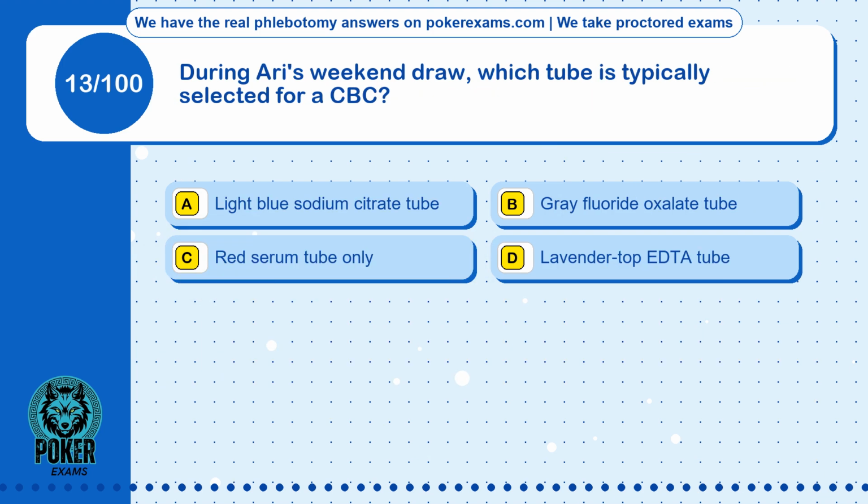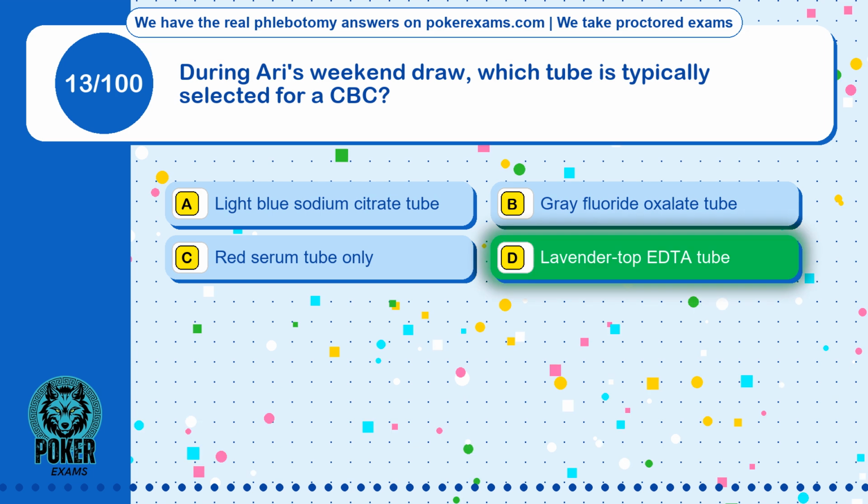Question 13. During ARI's weekend draw, which tube is typically selected for a CBC? Option A, light blue sodium citrate tube. Option B, gray fluoride oxalate tube. Option C, red serum tube only. Option D, lavender top EDTA tube.